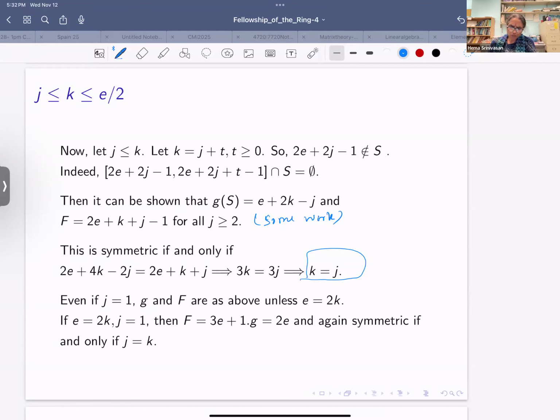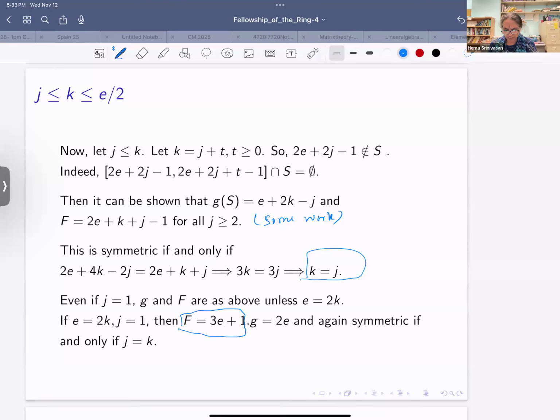And then, of course, what about j equals 1? We know that 1 is a very special case, so we better check that. In that case, again, these are the same f and g, the Frobenius number and the gap. So this equation is still valid, unless, of course, e is 2k. When e is actually 2k and j equals 1, f is this one.